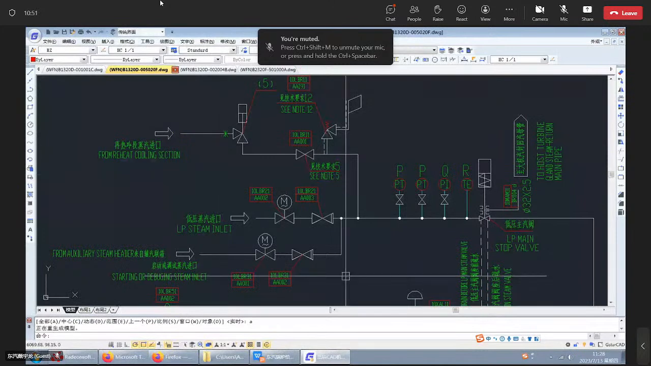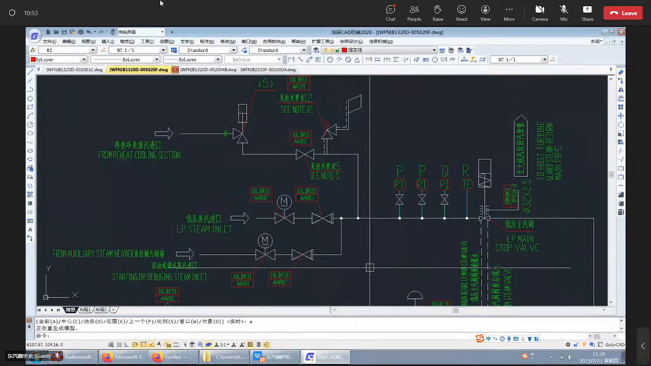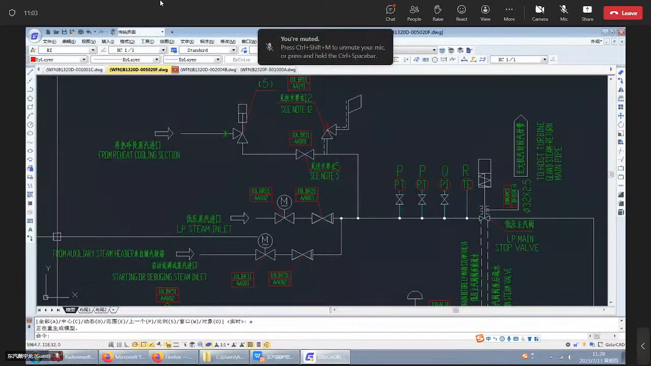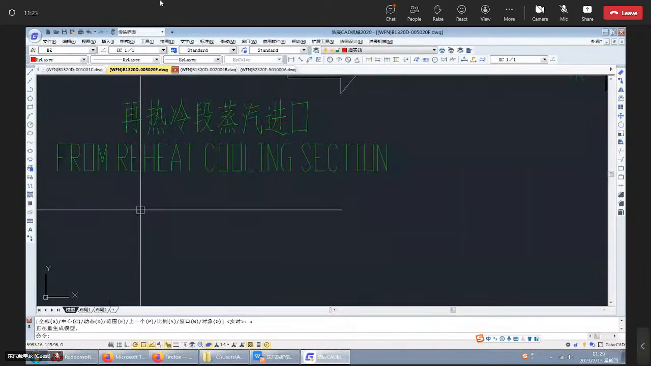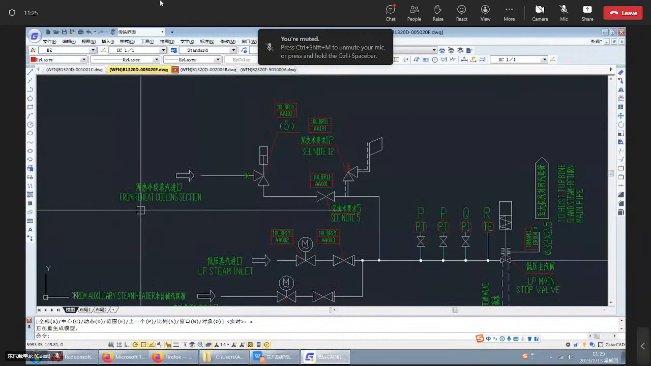Normally, on normal operation, the steam source is from the fourth section of the main steam turbine, which is shown on the screen as the LP steam inlet. And under the special condition, the steam source is from the reheat cold section.